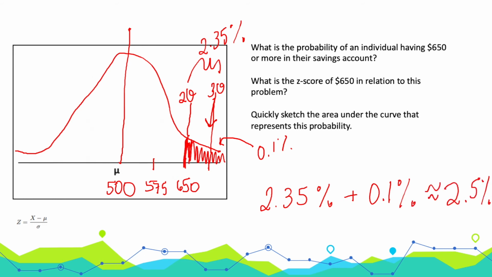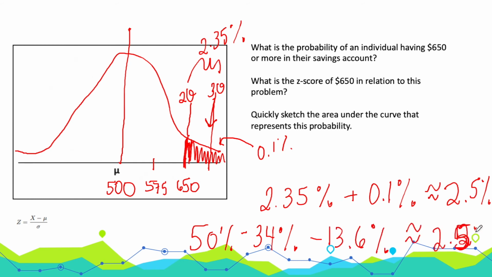Another way we could have arrived at this number is by taking 50%, this entire area above mu and underneath the curve, and subtracting the area that is unshaded between mu and 2 standard deviations above the curve. So we could have taken 50% of the area under the curve and subtracted the area between 0 standard deviations and 1 standard deviation, so minus 34%. And then we could have subtracted the area between 1 standard deviation above the curve and 2 standard deviations above the curve, which is 13.6%, which is approximately equal to 2.4 or 2.5%. So again, what is the probability of an individual having more than $650 in their savings account? It's really small, about 2.5%.